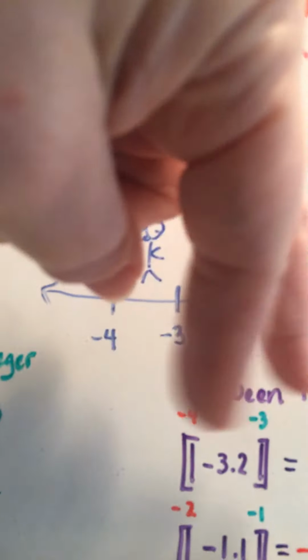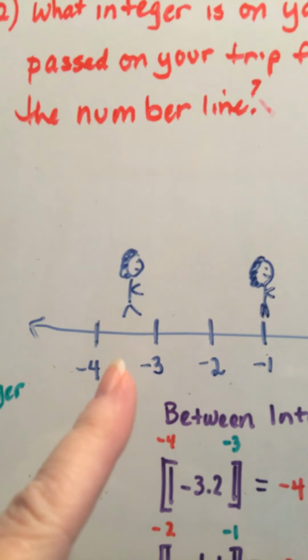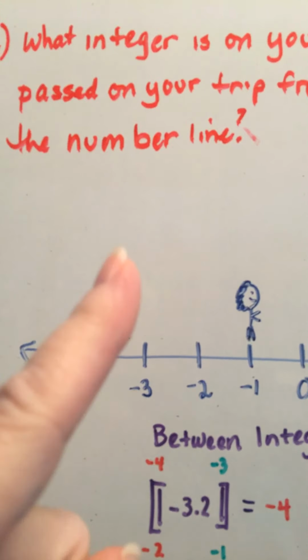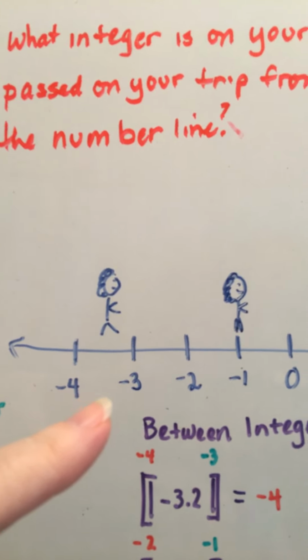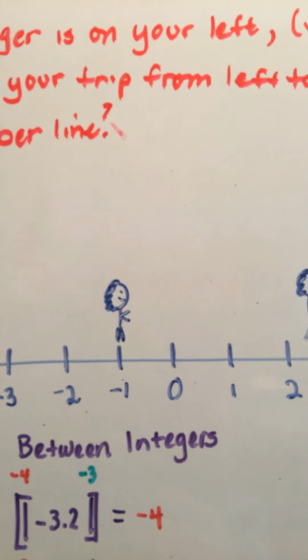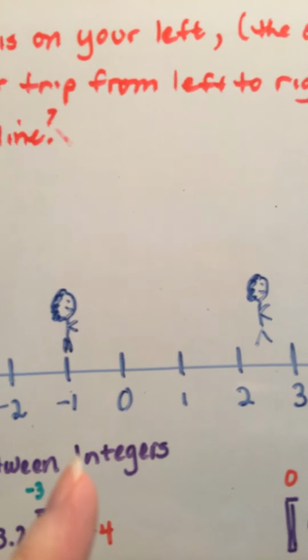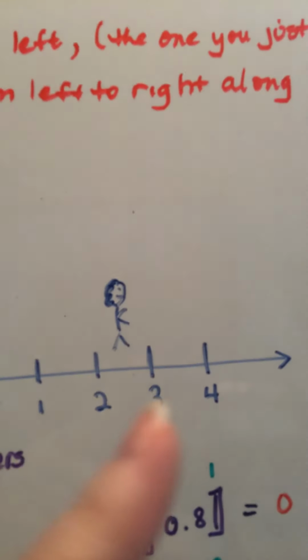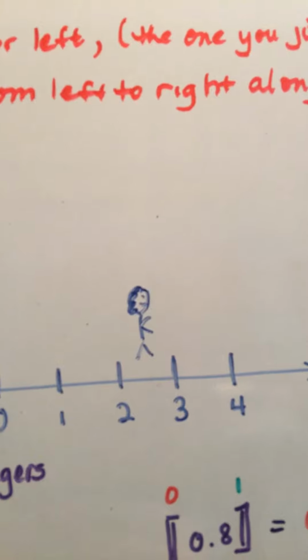So I'm walking. I'm between -4 and -3. I'm -3 point something. My greatest integer is the one behind me that I just passed, -4. I'm standing on -1. The greatest integer is -1. I'm continuing to walk. Now I'm between 2 and 3. I'm 2 point something, so my greatest integer is 2.